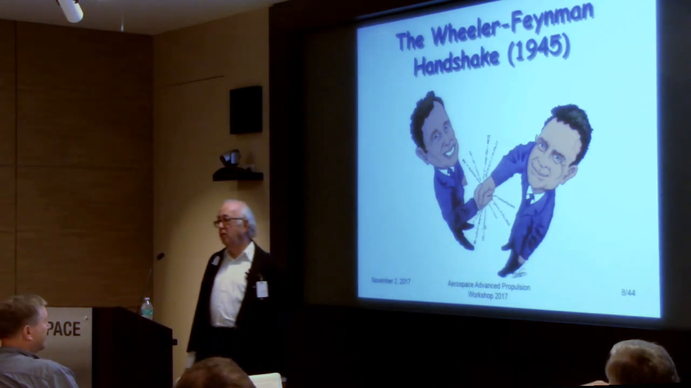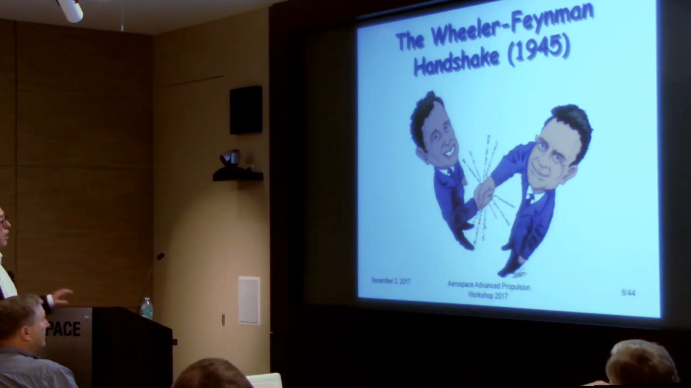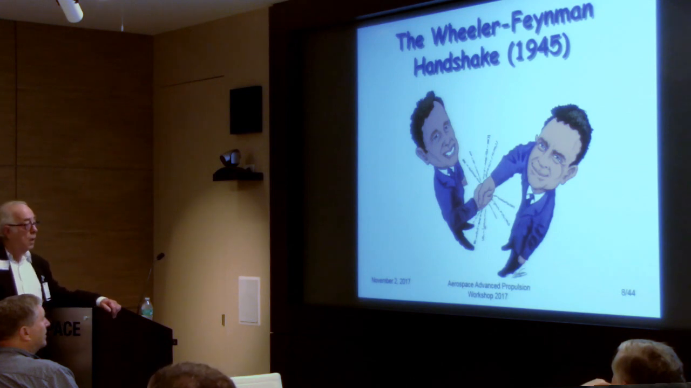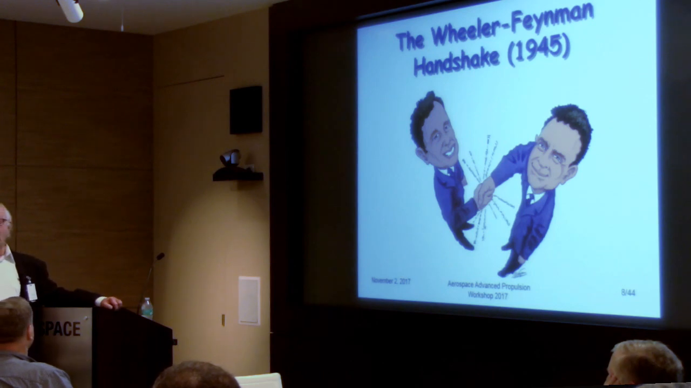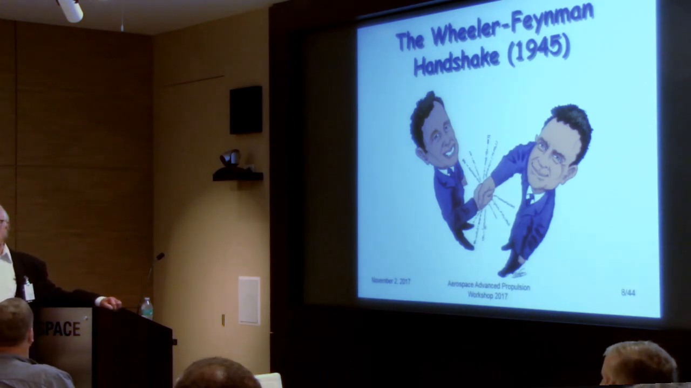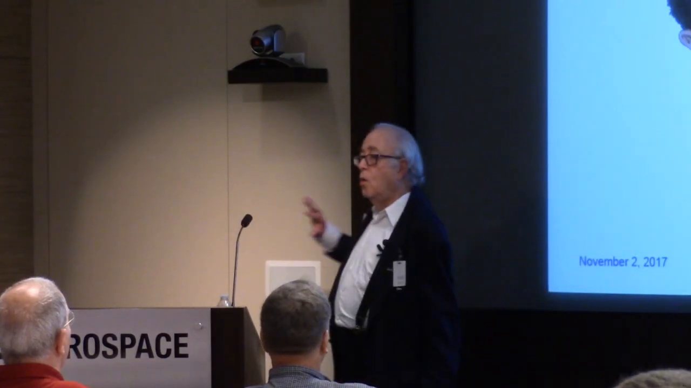This is a cartoonist friend of mine's version of Wheeler and Feynman as in their 1945 versions when they published the Wheeler-Feynman absorber theory paper. Basically, in conventional electrodynamics, the wave equation is a second-order differential equation in time, and this means it has two solutions. One of the solutions is the one we normally use, which is a wave going forwards in time carrying energy and momentum into the future, and the other is a wave going backwards in time, the so-called advanced wave, carrying energy and momentum into the past.